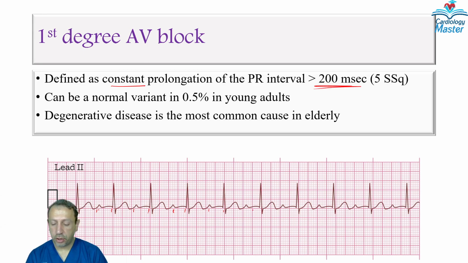So each one in here, you can notice that it is more than 5 small squares, which is equal to 1 large square. Okay, this is 1 large square. So it is more than 1 large square, more than 5 small squares, and this is the definition of first degree AV block. Don't forget, constant interval more than 200 milliseconds, and this is very common to occur in elderly patients.